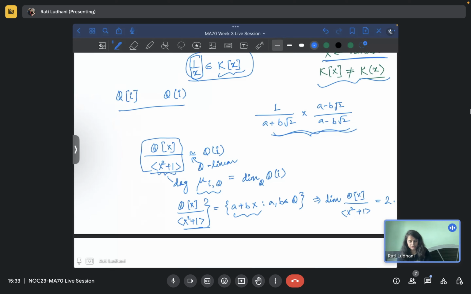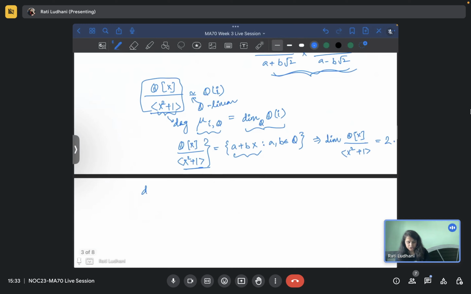So dimension is 2, and because of this, the dimension of the left hand side should be the degree of the minimal polynomial, and that has to be equal to the dimension of Q(i). Now we also need to figure out what is the dimension of Q(root 2).